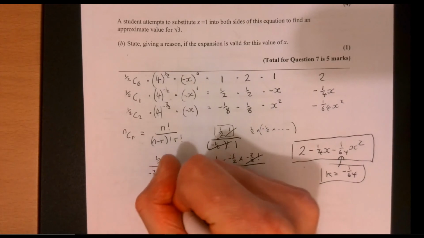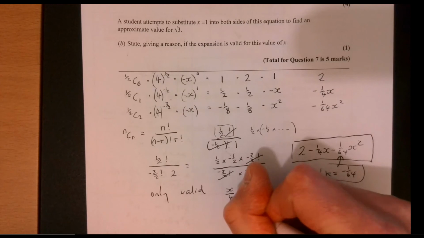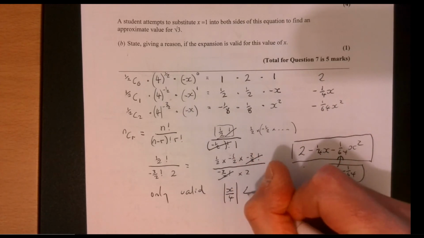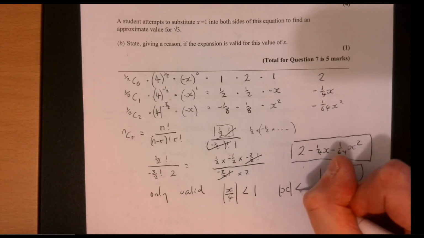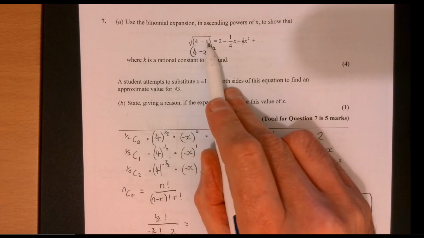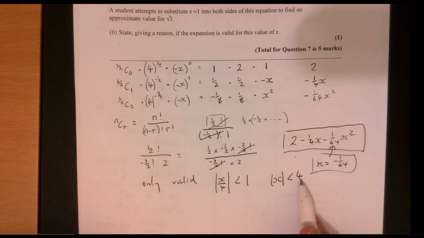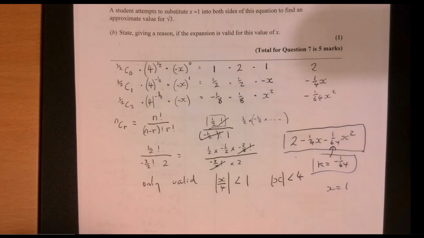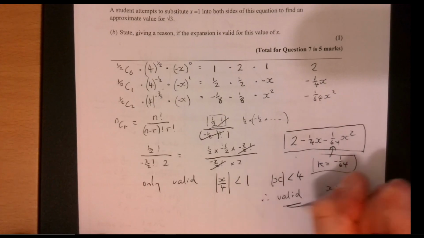It's only valid if the modulus of x over 4 is less than 1. In other words, the modulus of x is less than 4. What you're effectively doing is, you don't want to go into negatives here. So we need to be less than 4. Is it less than 4? Well, x is equal to 1. So therefore, yes, it is valid.